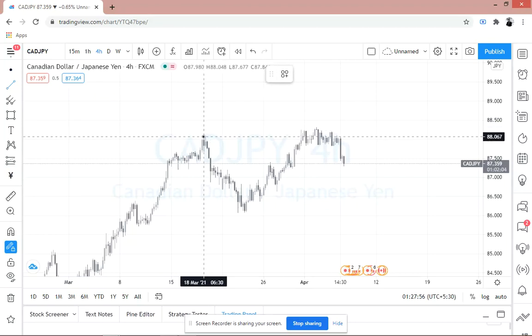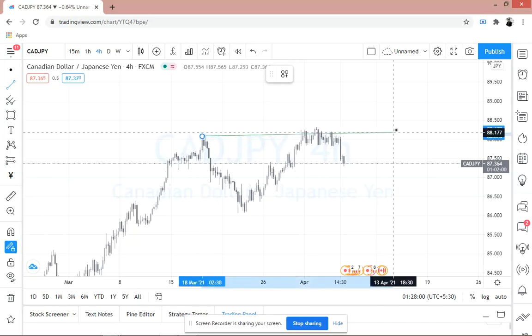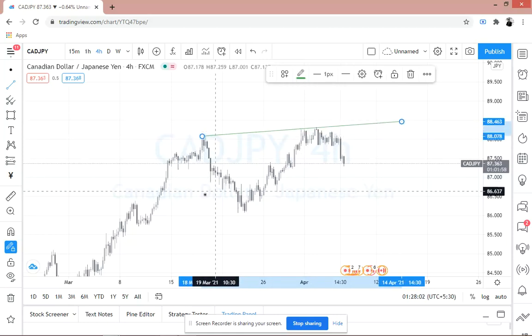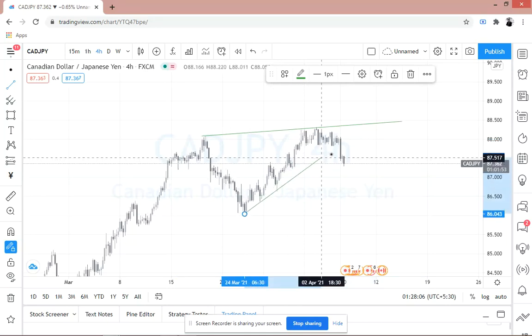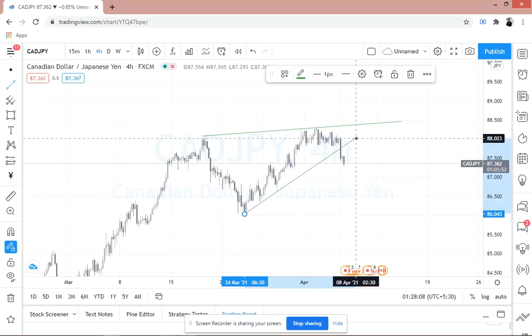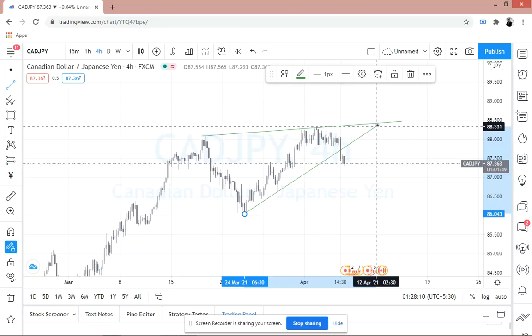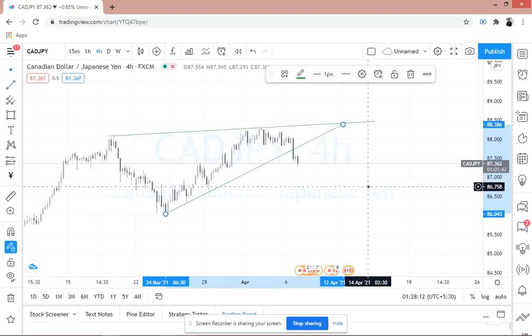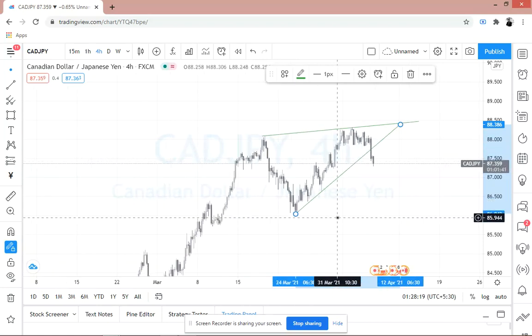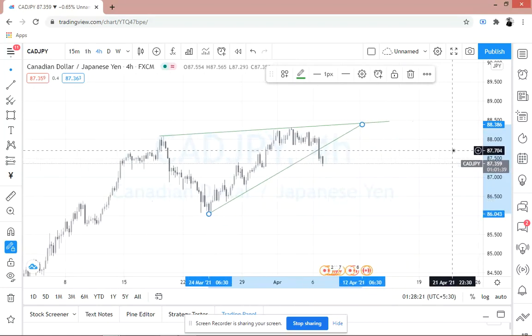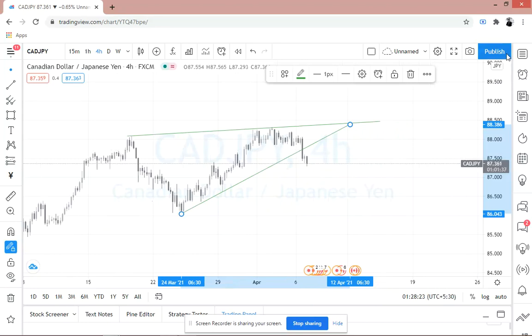So we have some sellers around this area, and we have some buyers around this area. The market made a breakout from the lower trend line. Let me see AUDJPY.